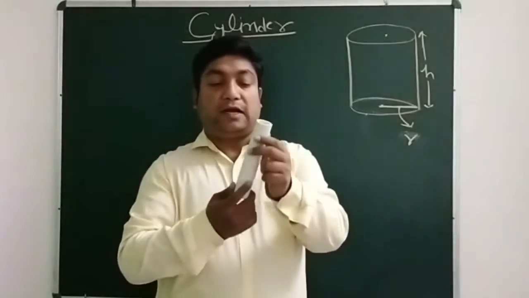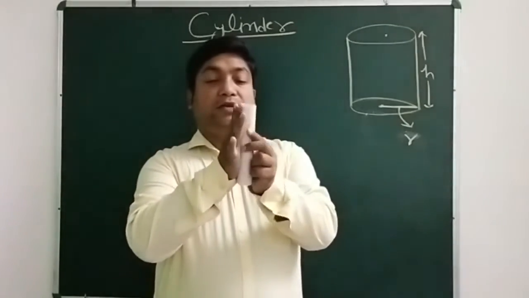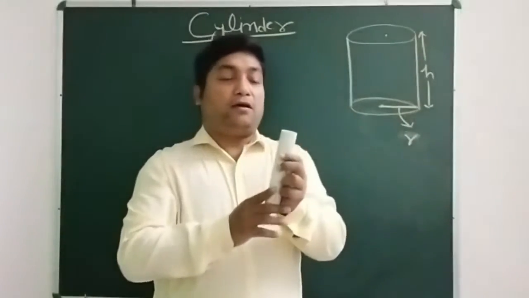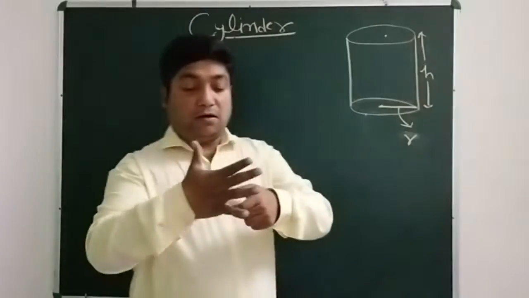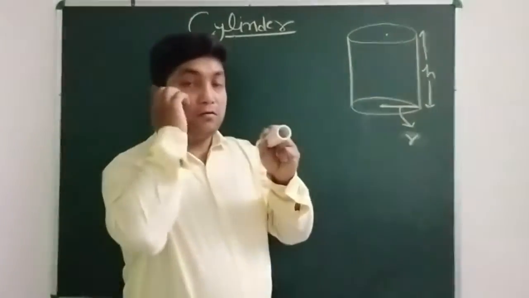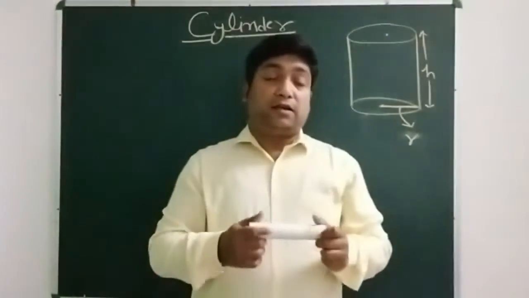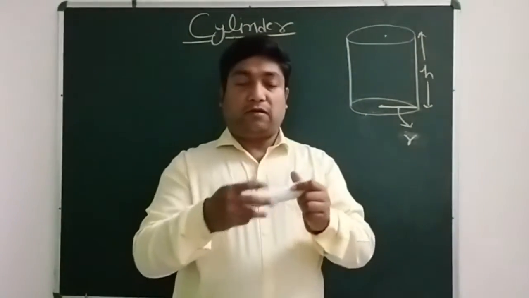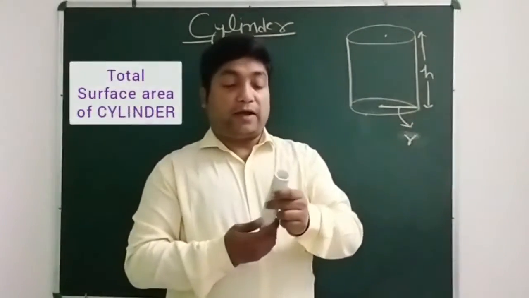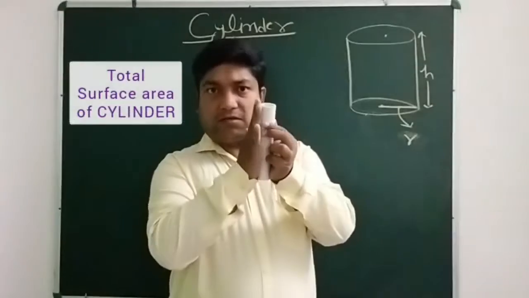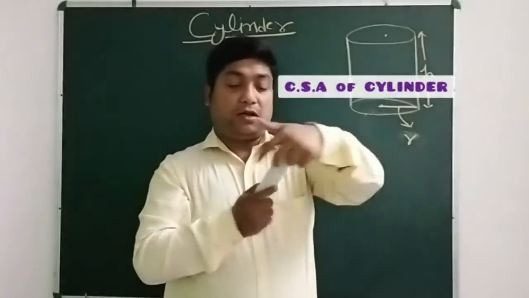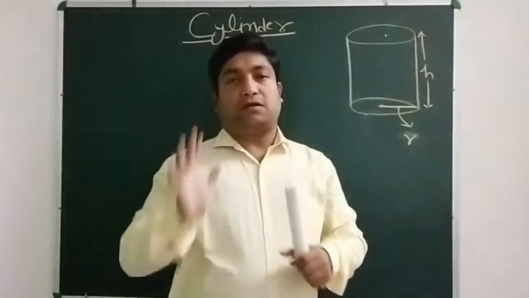In the cylinder, you have seen that there is a curved surface area. This lateral surface area is known as the curved surface area, and there are two circles, the first circle and the last circle. So a cylinder is also made from two circles. If we want to find the total surface area of a cylinder, then we have to find the curved surface area, the base area of the circle and the top area of the circle.